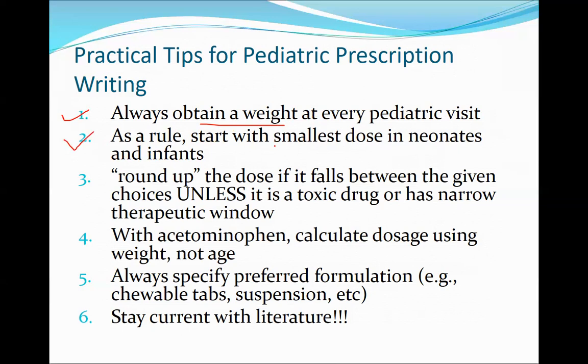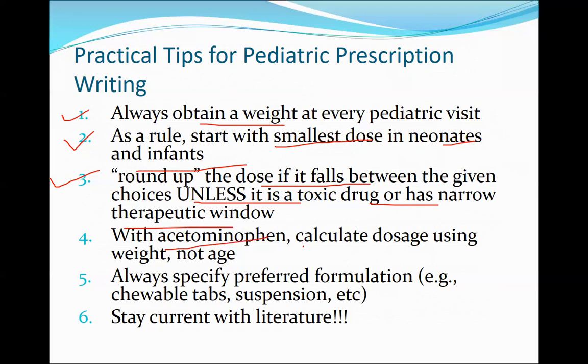As a rule, always start with the smallest dose in neonates and infants. Round up the dose. So how do you round up? We don't follow the conventional mathematical formulas here. It depends upon whether the drug has a narrow or a broad therapeutic window. If it is a toxic drug or a drug with a narrow therapeutic index, you will round off to the lower side, to the lowest dose between which the dose falls.